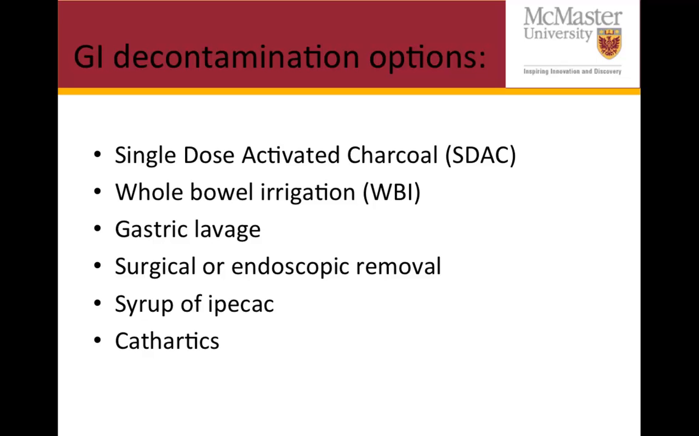Finally, the most commonly used decontamination option is the GI tract. There are only a few GI decontamination methods: single-dose activated charcoal, whole bowel irrigation, gastric lavage, surgical or endoscopic removal, syrup of ipecac, and cathartics. It should be noticed that the use of syrup of ipecac and cathartics has been going out of favor. Nowadays, it is not recommended. We will talk about activated charcoal and whole bowel irrigation only in the next few slides.